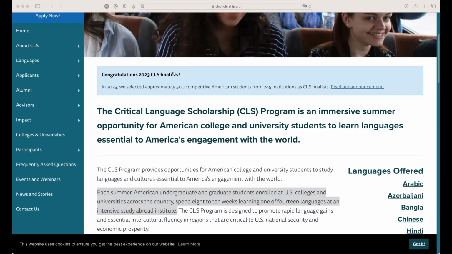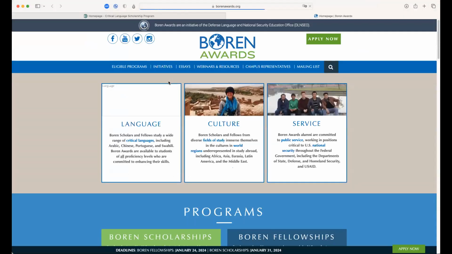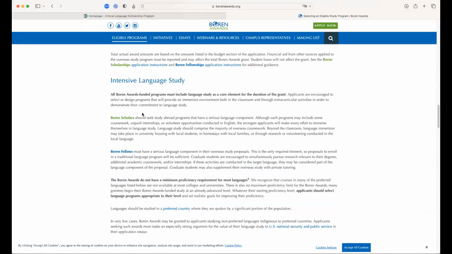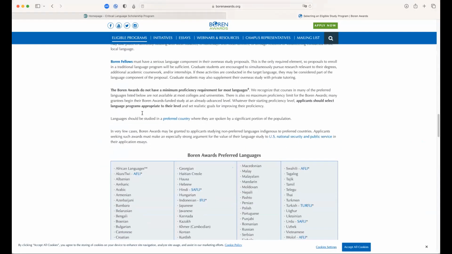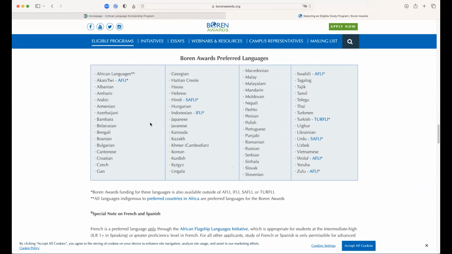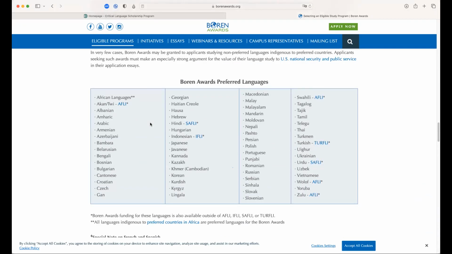Now, one of the other opportunities, Boren, is also broad in looking at a set of languages deemed very important. But let's take a look at what's on that list here. You'll see that there are a lot more, and a lot of these are less frequently studied languages. And you'll note here African languages. That includes all languages indigenous to this list of countries in Africa, as well as some things like, say, Hungarian, that are less commonly taught in the United States.